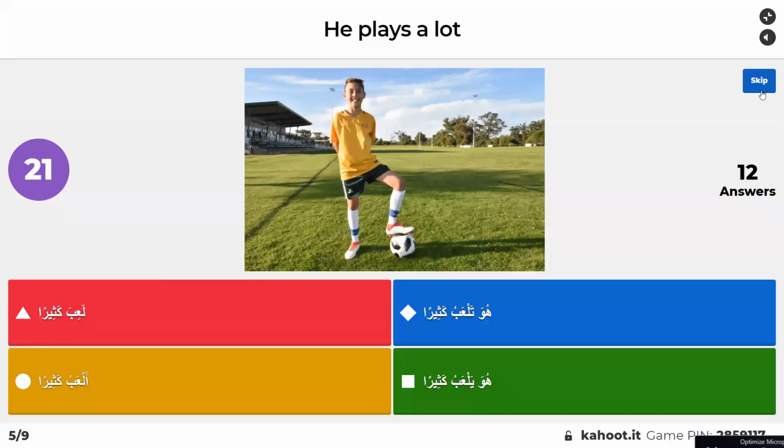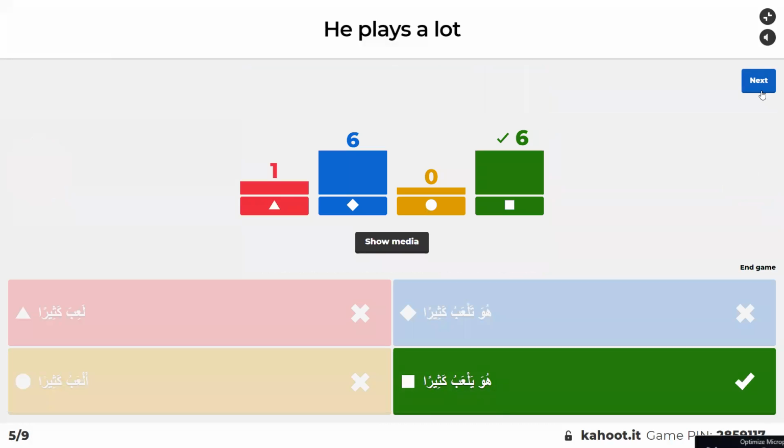He plays a lot. Blue: huwa tal'abu kathiran. Red: la'iba kathiran. Very good. Huwa yal'abu kathiran. Green is the correct answer. La'iba kathiran, la'iba is past tense, guys. He played a lot would be la'iba kathiran. Here it is, he plays a lot. He's still playing. Plays, present tense. The starting is ya, ending u: huwa yal'abu kathiran. Correct answer is green.